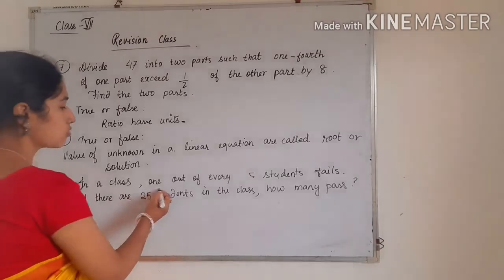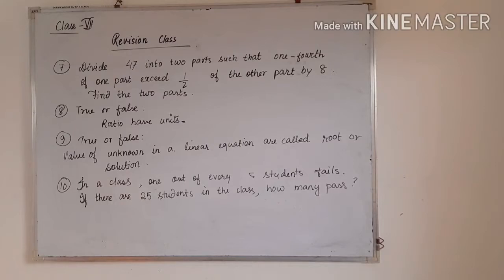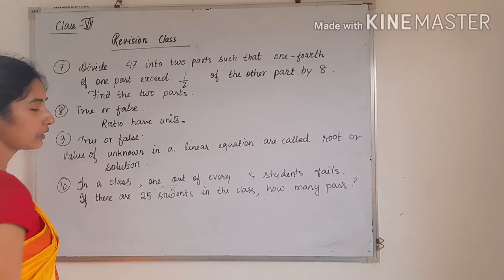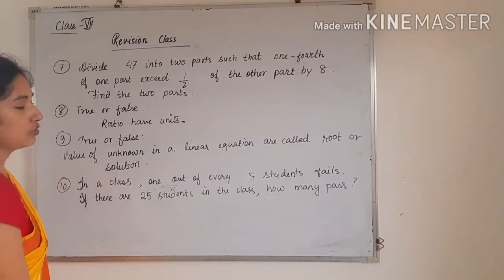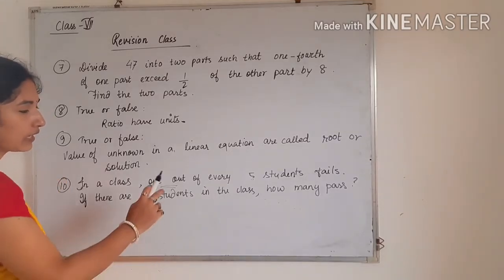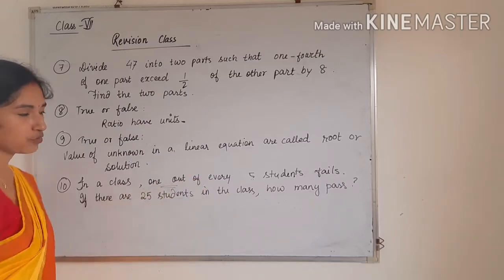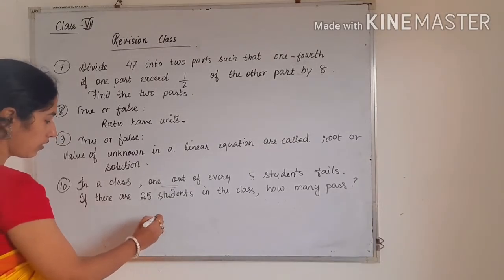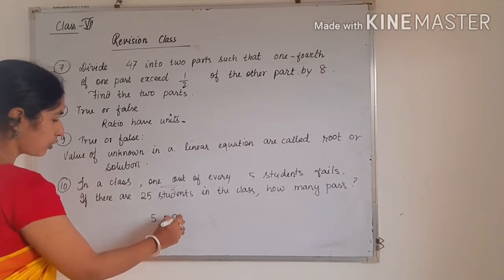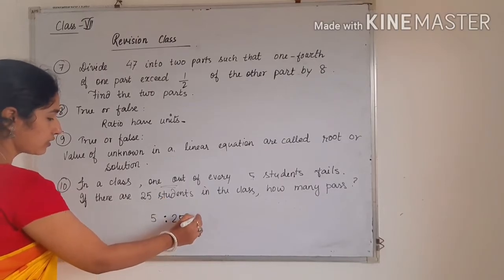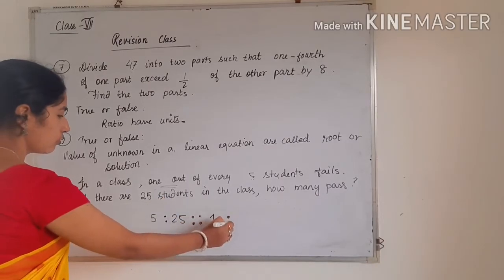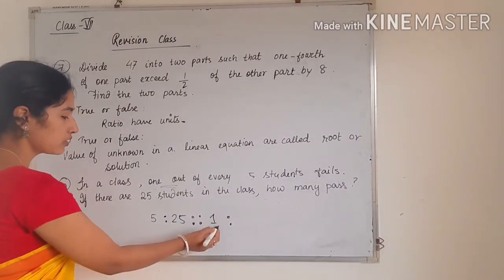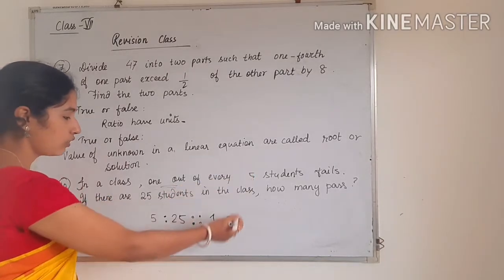Here you can do this question using ratio and proportion. How to do it? See, 1 student fails out of 5 students, that means 4 students will pass. But not like that, just see: 1 out of every 5 students fails. So you can make the proportion like this. You can write 5 students is to 25, because the total is 25 students. For 5, it is given 1. So you have to find for 25 students how many will fail, because this 1 is given as the student who fails.